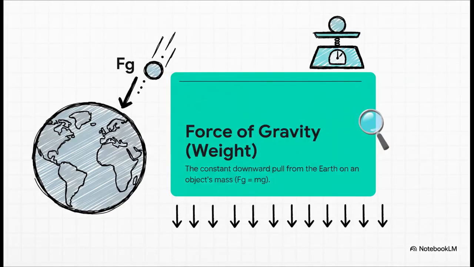So this force of gravity, Fg, you probably know it as the ball's weight. We calculate it by multiplying the ball's mass by the gravitational field strength, which we call g. And for this entire fall, for our purposes, we can think of this force as being totally constant, an unchanging force pulling straight down. It's really the main character in this story.